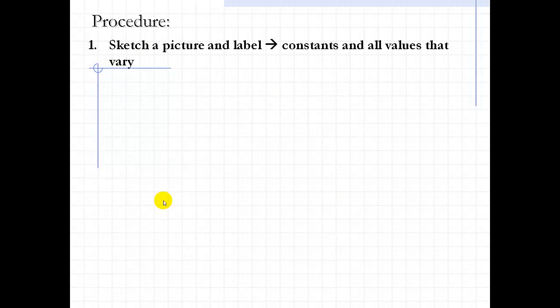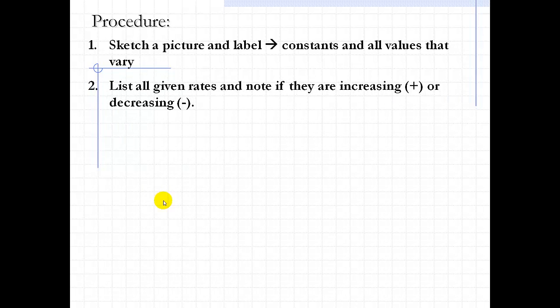So the first thing we're going to do in a related rates problem is make a sketch, make a picture, label it, and put all the constants and values down that we know and that we're trying to find out. And when we're doing this, it's important to note that things that are increasing we're generally going to call positive, and things that are decreasing we're going to call negative.